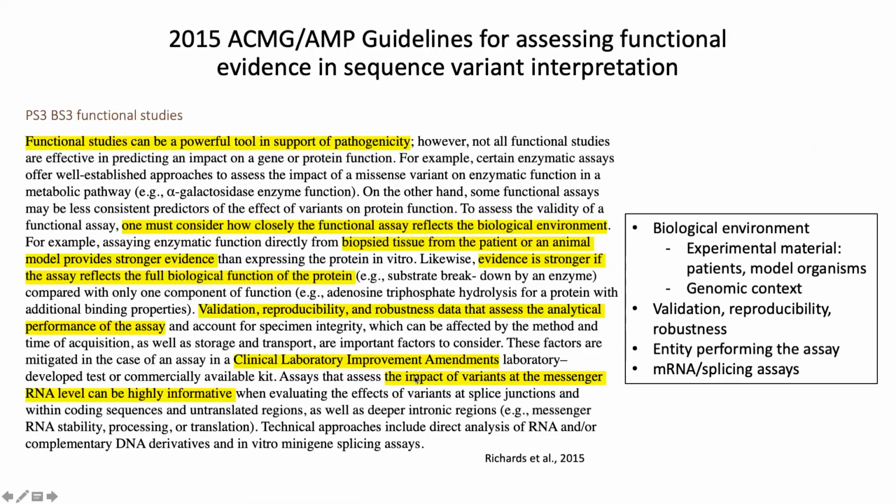So first, to look at the Richards et al. guidance, we decided to elaborate and clarify some of the points that were made regarding functional evidence. Important considerations for functional assay validity included the biological environment, so what materials are being used, is it patient tissue, model organisms, or something else in vitro, and the genomic context, so which functions are being assessed, as well as reproducibility and robustness, which they state is mitigated in a CLIA laboratory, invoking that the entity performing the assay is important.